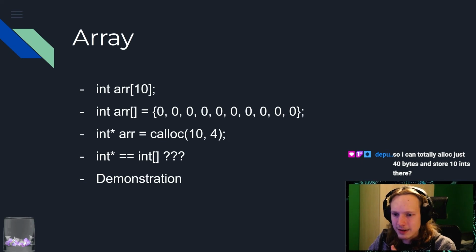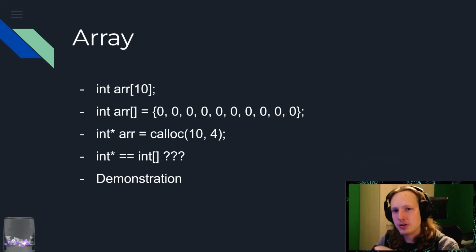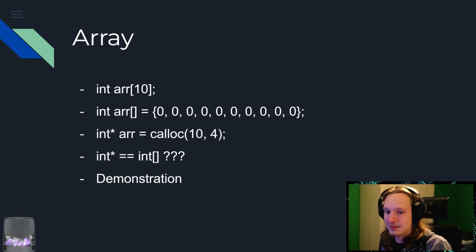So I can totally alloc just 40 bytes and store 10 ints in there. Yeah, absolutely. Now, is an int pointer then the same as an int array, because we just saw that from calloc you get a pointer back? Well, it kind of is and it kind of isn't. So let me show you.